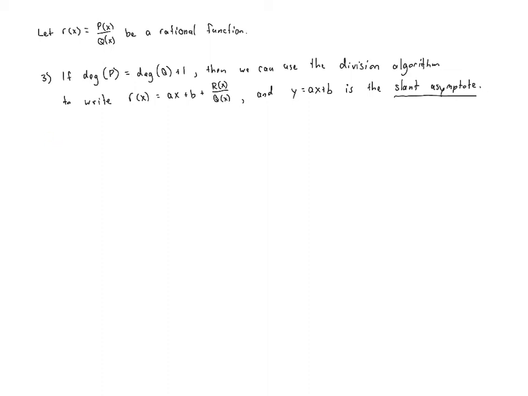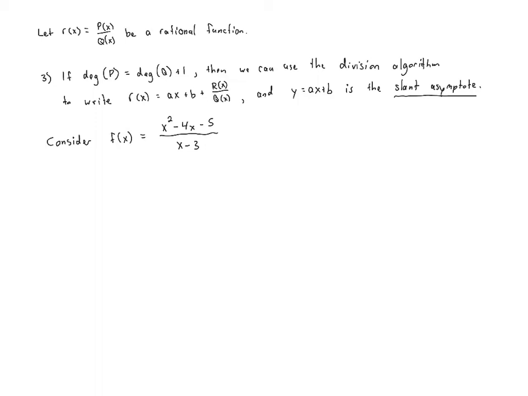So let's consider f of x equals x squared minus 4x minus 5 over x minus 3. In this case, the degree of the numerator is 1 more than the degree of the denominator, so we know we're going to have a slant asymptote. To figure out what the equation for it is, we need to actually perform the division.